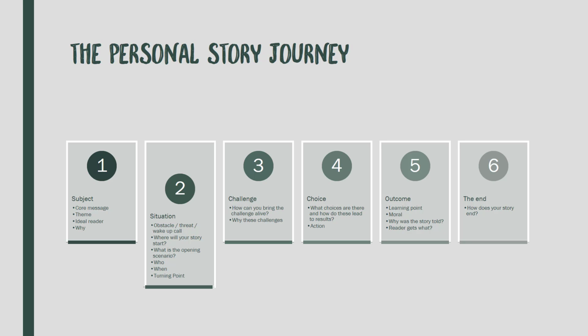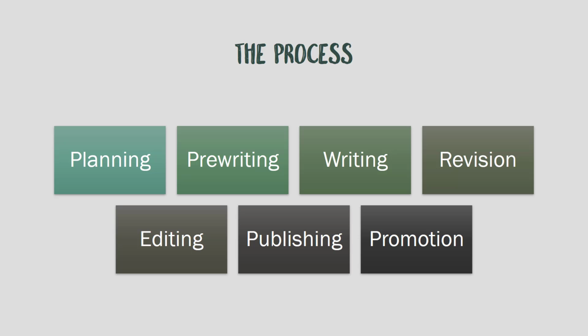Now, I'm not looking for you to write War and Peace. This is just making some key words to remind yourself of your personal story. So it's subject, situation, challenge, choice, outcome, and the end. If it were a process, what is the process? So, for example, if I were writing a book on how to write a book, I would take you through this kind of process. So just write down those key steps.